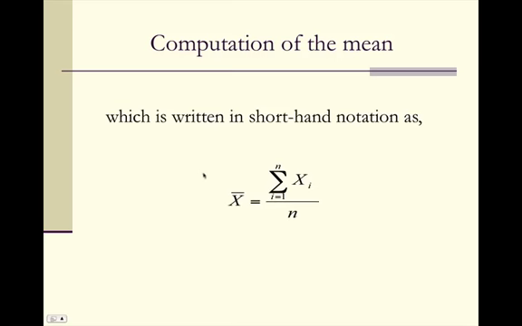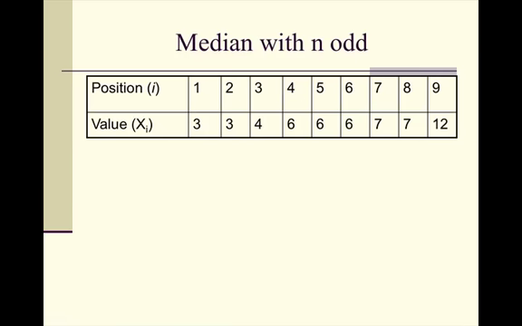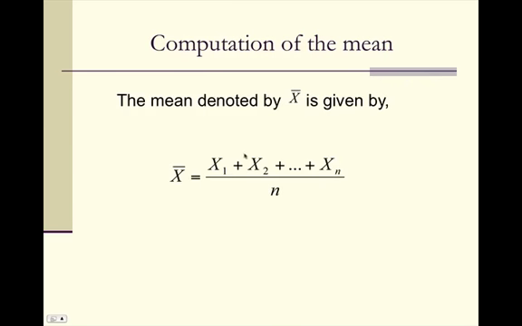If you look at the shorthand notation, this is the same equation, just written a different way. You have x bar is equal to the sum of x sub i, i equals 1 to n, divided by lowercase n, which is 9. The median is the middle value when all values are sorted in either ascending or descending order. For an even number, the median is the point halfway between the two middle values when all values are sorted in ascending or descending order. In this case, if we take our same number set and we line them all up, it's 6. Oh, I forgot to mention before, if you solve the mean, it's going to be 6 also.